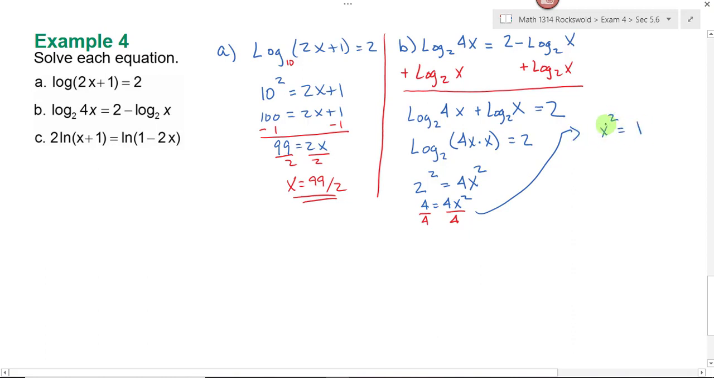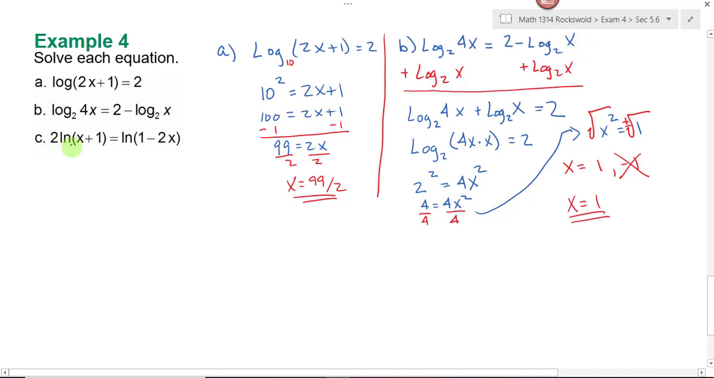How do I solve this quadratic equation? I take the square root of both sides, but when you take the square root of a variable squared, you have to remember plus or minus. So I end up with x equals 1 or negative 1. But can you take the log of a negative number? You can't, and because x was in the argument of the log in the original problem, that means that I don't get to keep this answer. I just get x equals 1 as my final answer, because the negative 1 is not in the domain of this problem.